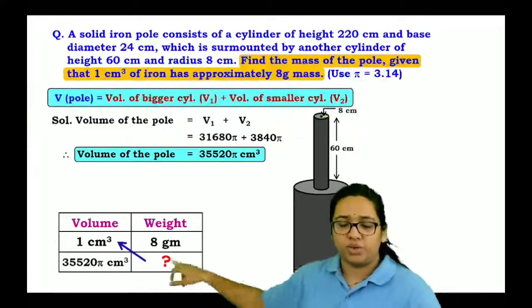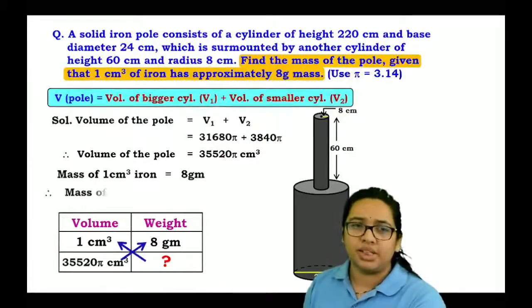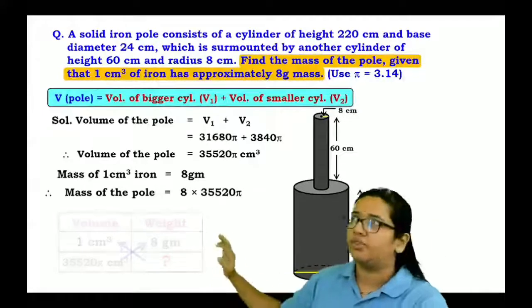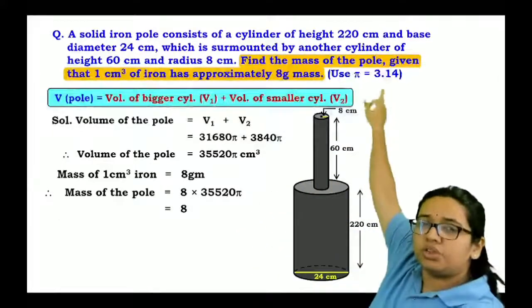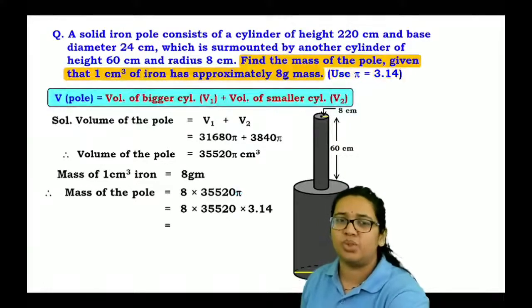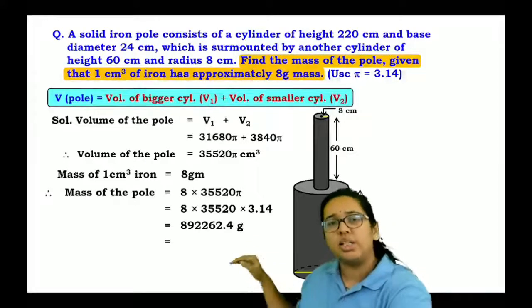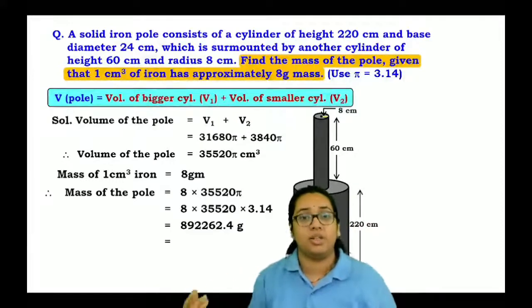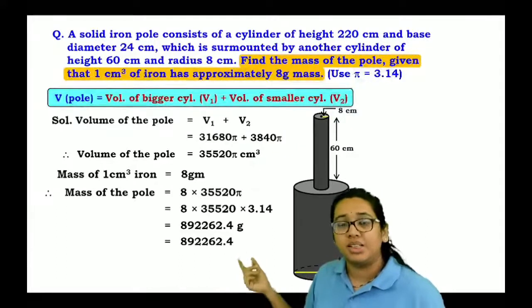We have to find out what will be its weight. So just cross multiply. So you will get that mass of the pole will be 8 into 35,520 pi. So we have to use pi as 3.14. So for the last step, we'll just put the value of pi as 3.14. Hence, its value will be 8,92,262.4 grams. It is in the grams.